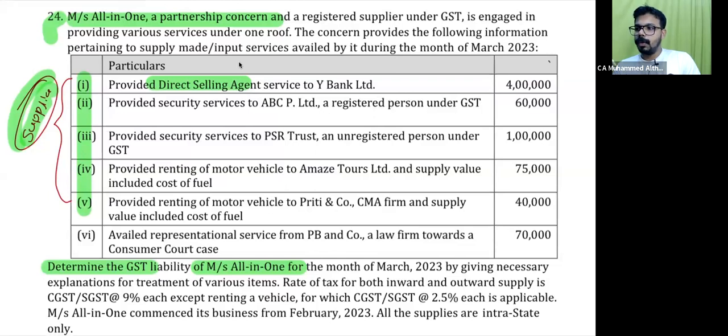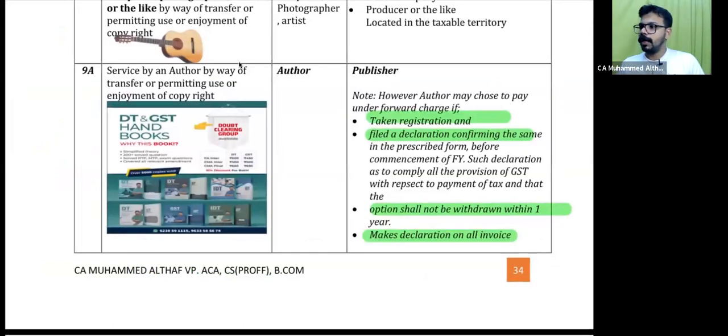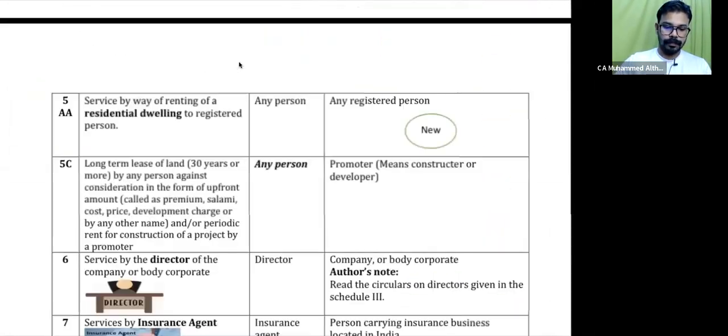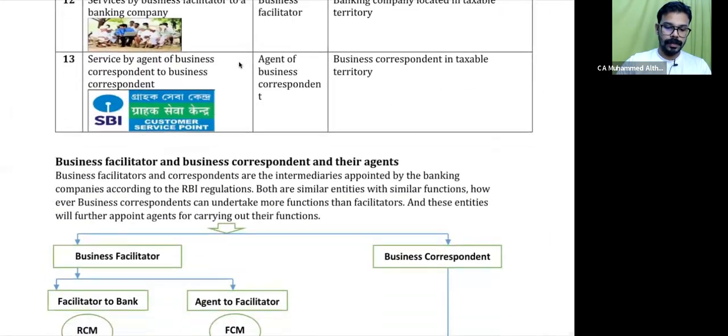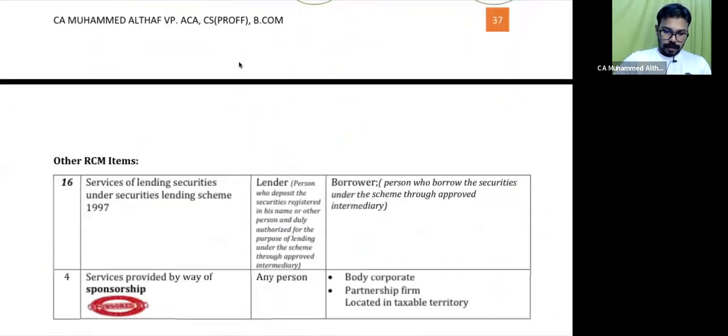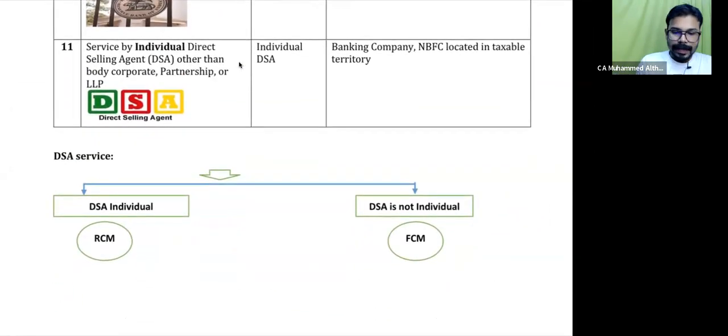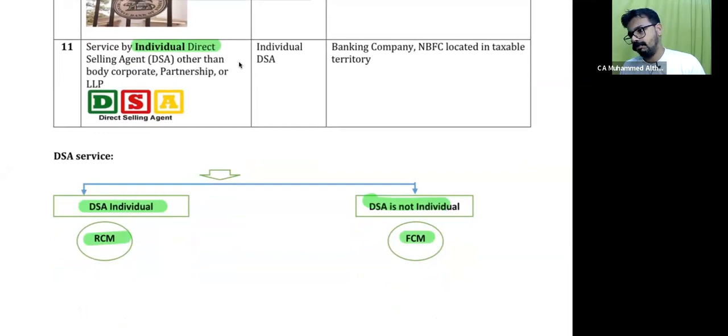You have to open whichever theory book you are actually referring. RCM. Right. Everybody unanimously saying RCM, but then the answer is absolutely wrong. Absolutely wrong. Why? The one you have to understand, please, where it is. Yeah, DSA. Very, very important. You have to look at individual DSA. Only an individual DSA is RCM. If the DSA is not an individual, then it will be FCM.